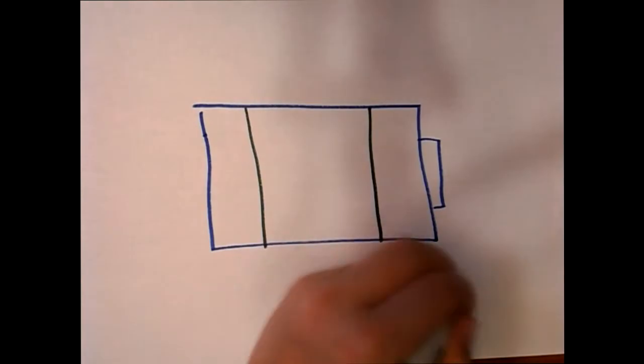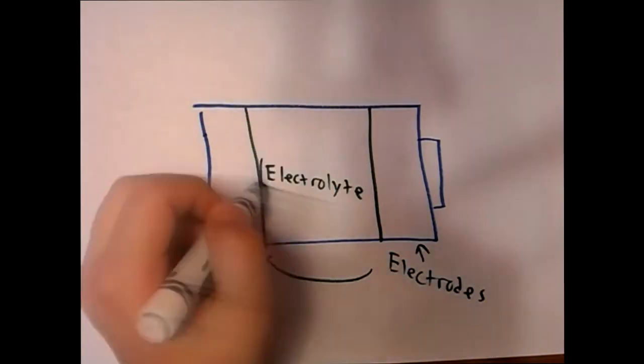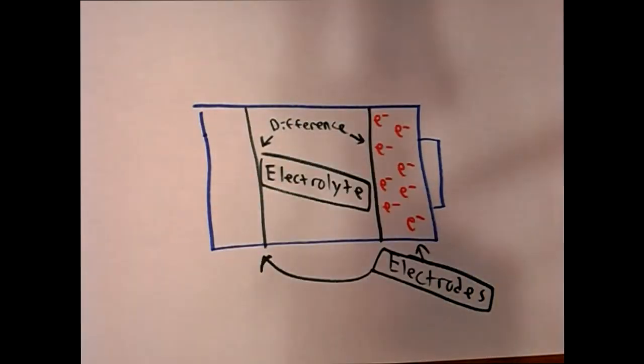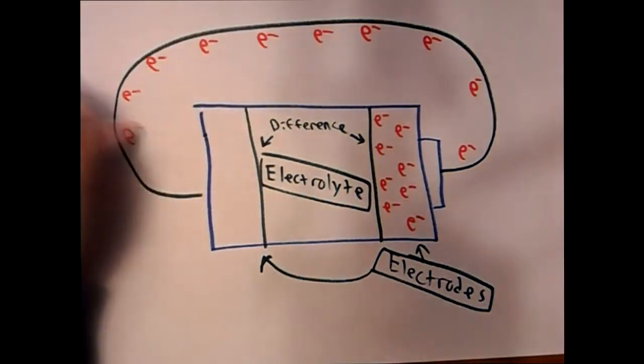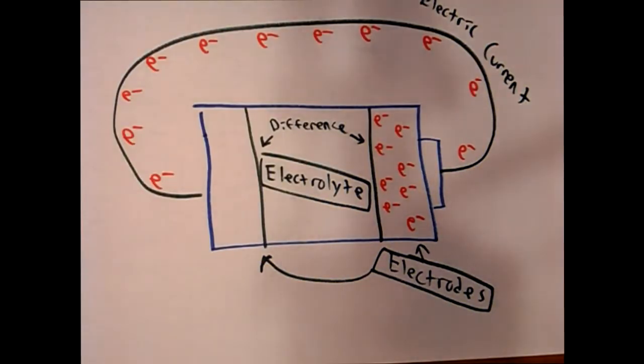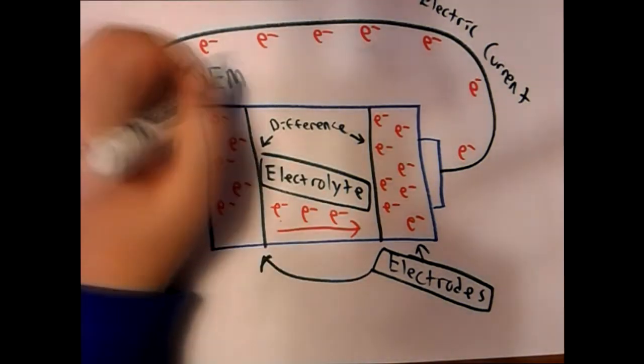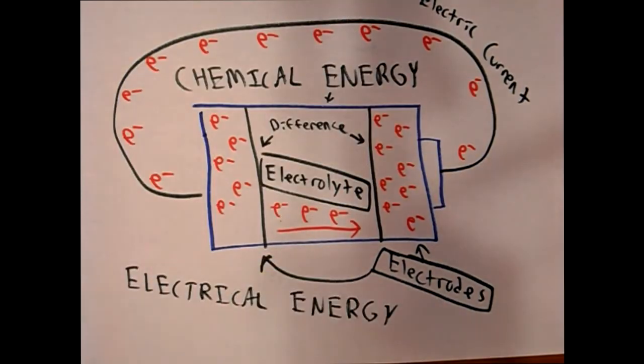So how do batteries work? Well, I'll show you. We learned about this in the lab we did with lemons. There's 2 electrodes in an electrolyte, and the difference between the electrodes causes electrons to build up in one. When you connect the 2 ends of the battery, an electric current flows through the wire. So here we've turned chemical energy into electrical energy.